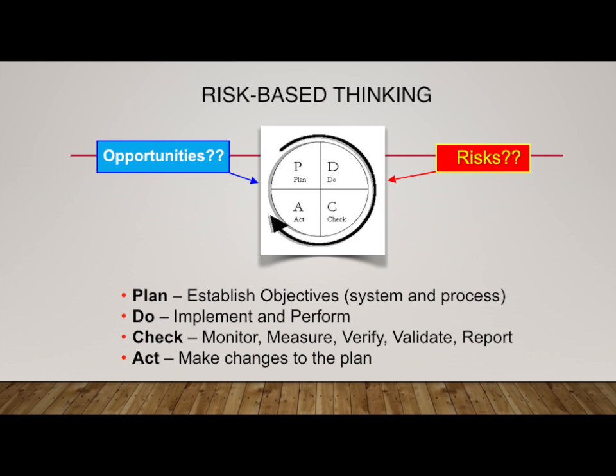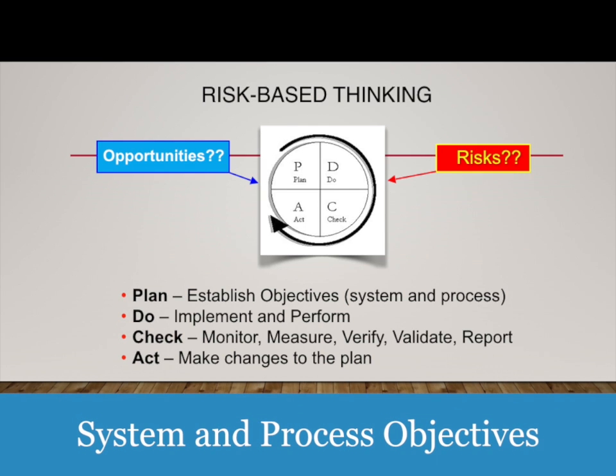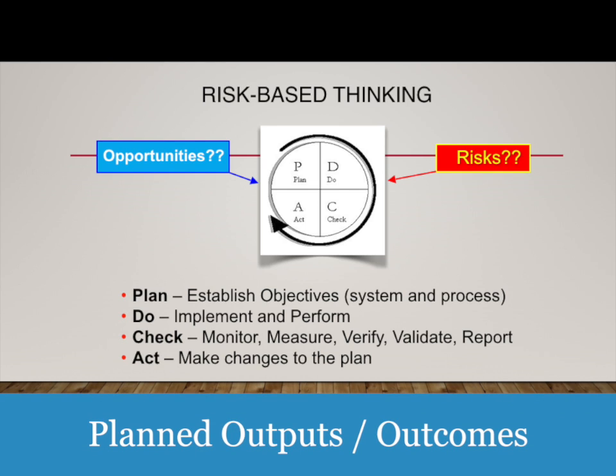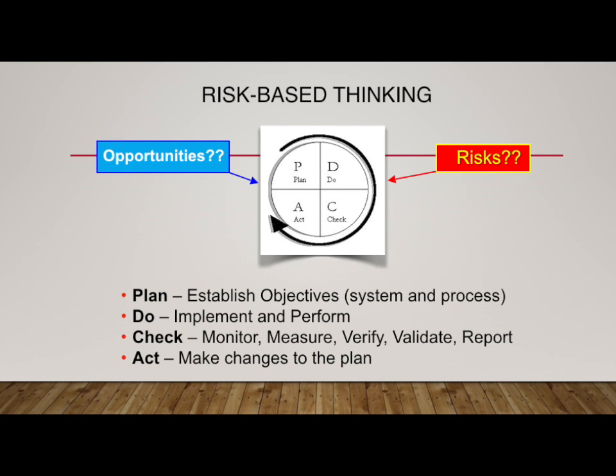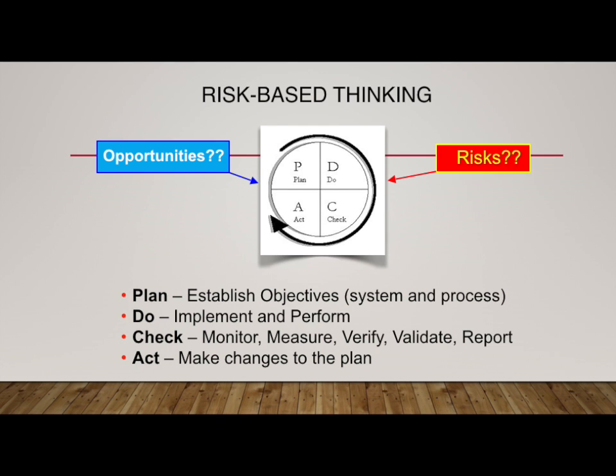The first step in PDCA is to establish objectives. This should be system and process objectives. Processes should have planned outcomes, and they should consistently deliver those outcomes. The do step in PDCA is where the work is accomplished. At this step, the organization will implement and perform the processes while monitoring and measuring results.